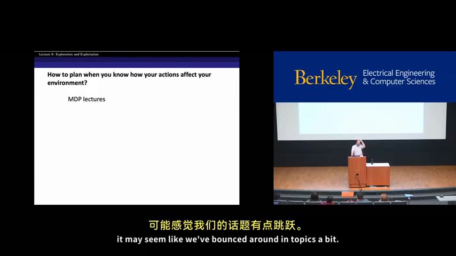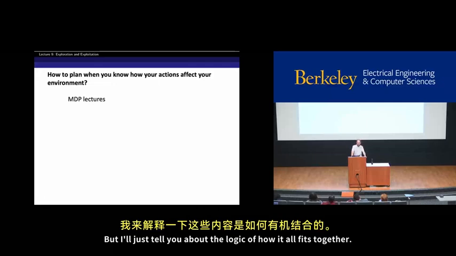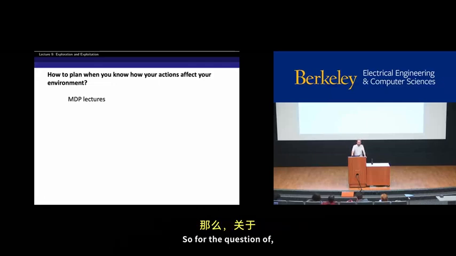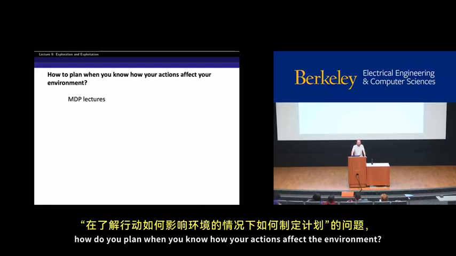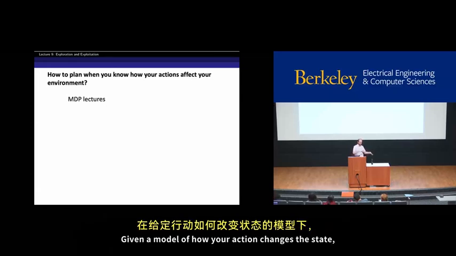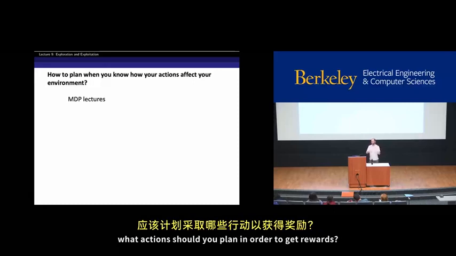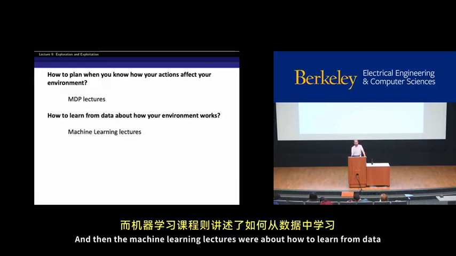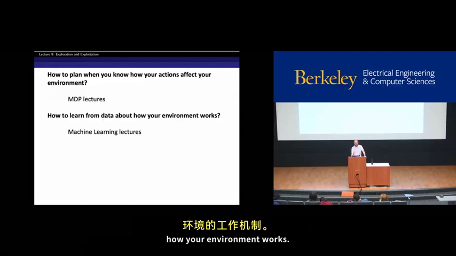it may seem like we've bounced around in topics a bit, but I'll just tell you about the logic of how it all fits together. So, for the question of how do you plan when you know how your actions affect the environment, that was what the MDP lectures were about. That's given a model of how your action changes the state, what actions should you plan in order to get rewards.